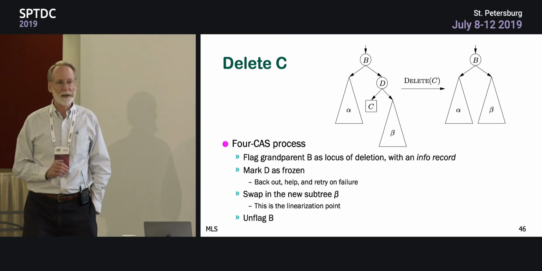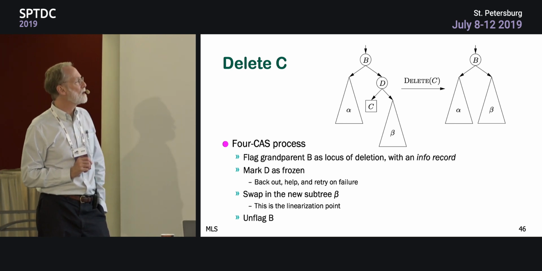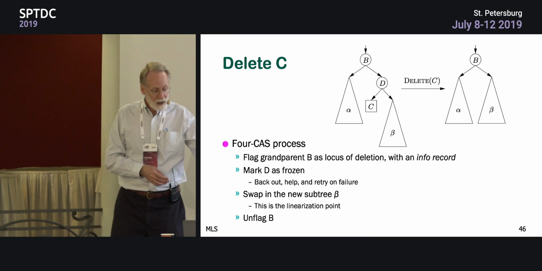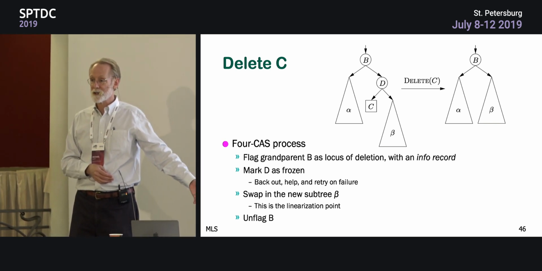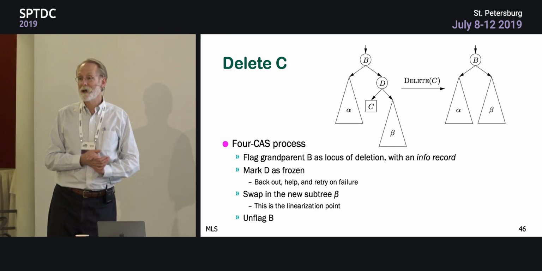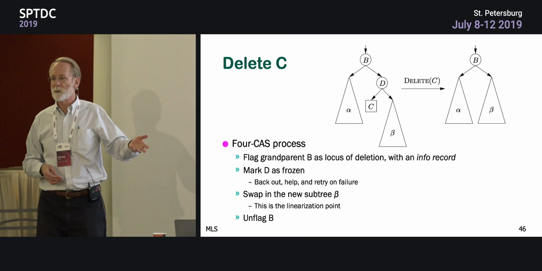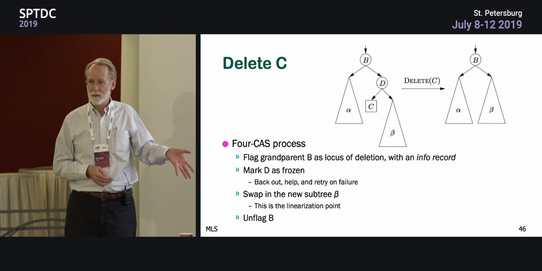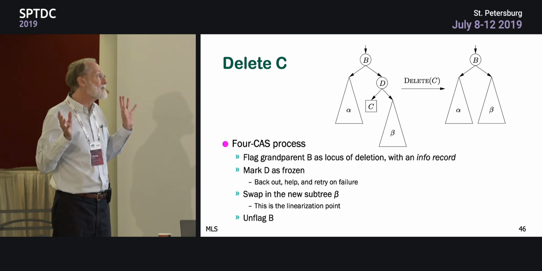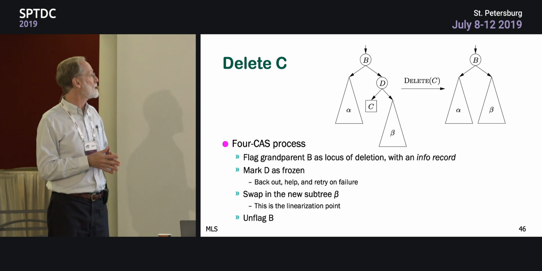The delete is a 4-step process. Again, 4 atomic CAS instructions required. Again, the first one flags node B as the locus of deletion, and that will, of course, conflict with an insert like we had on the previous slide. So if a delete comes along and discovers that B has already been flagged by an insert or a delete, it will have to help that other operation and get it out of the way first. That's why we have that info record. Assuming B is not already flagged, we put a flag in that describes what we're planning to do in this info record.